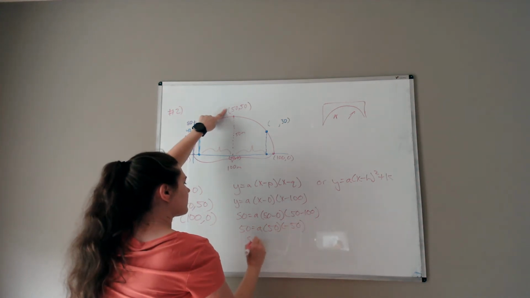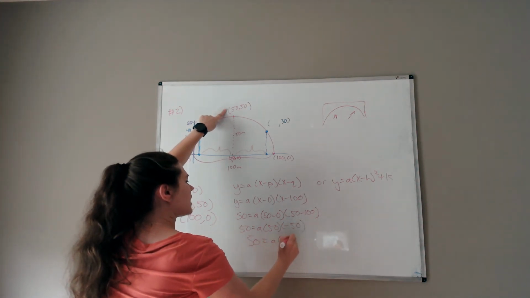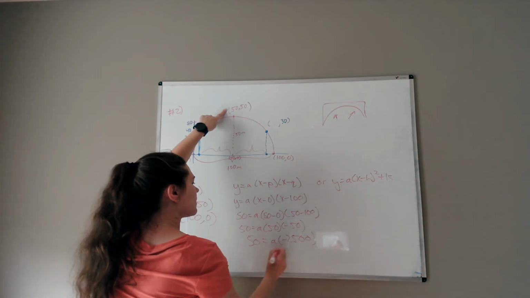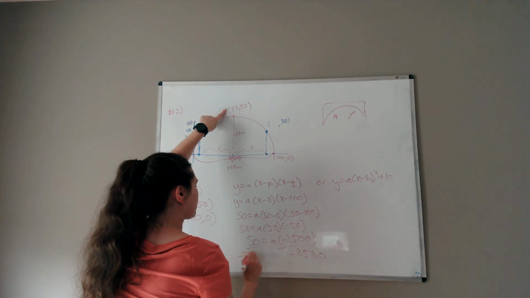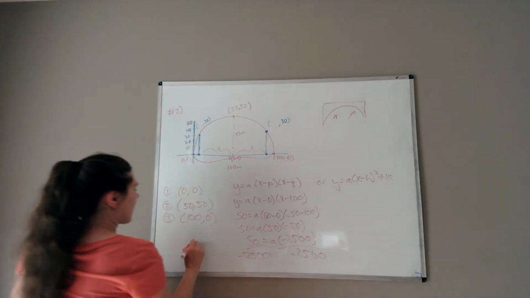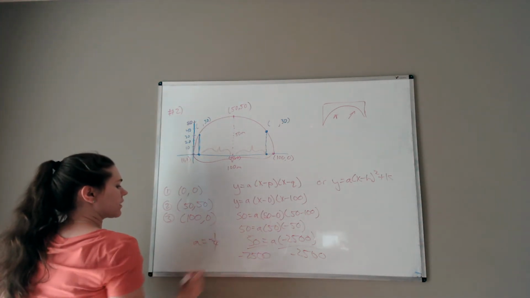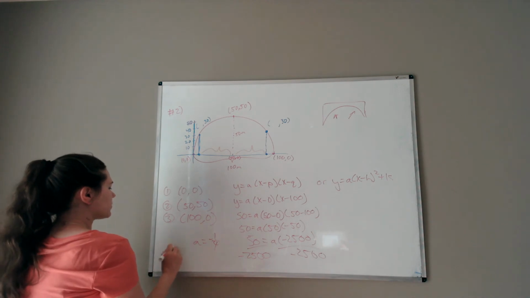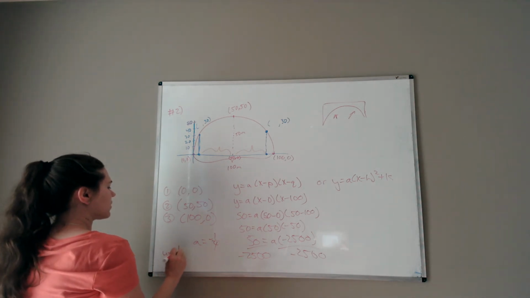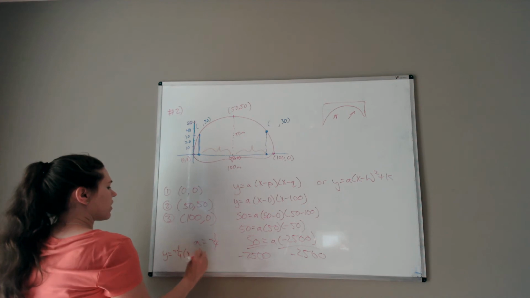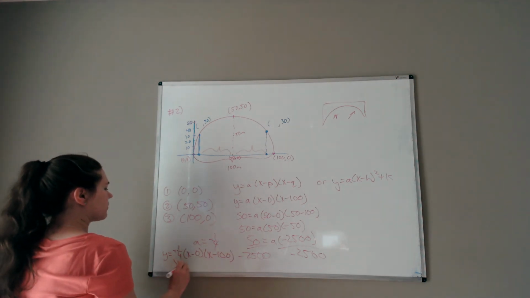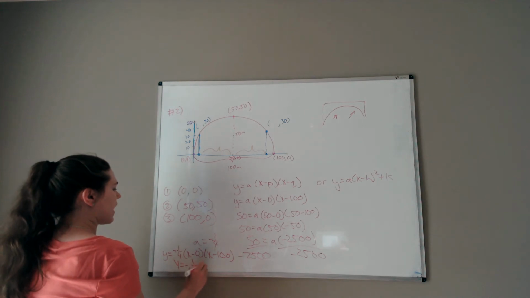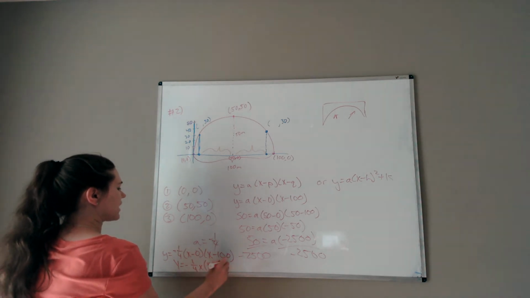That's going to be 50 equals a times negative 2,500. Divide by negative 2,500. And your a value is negative 1/4. So this is y equals negative 1/4 times x minus 0 times x minus 100. Now, do you have to have x minus 0? No. If you wrote this as just negative 1/4 x times x minus 100, that's fine.